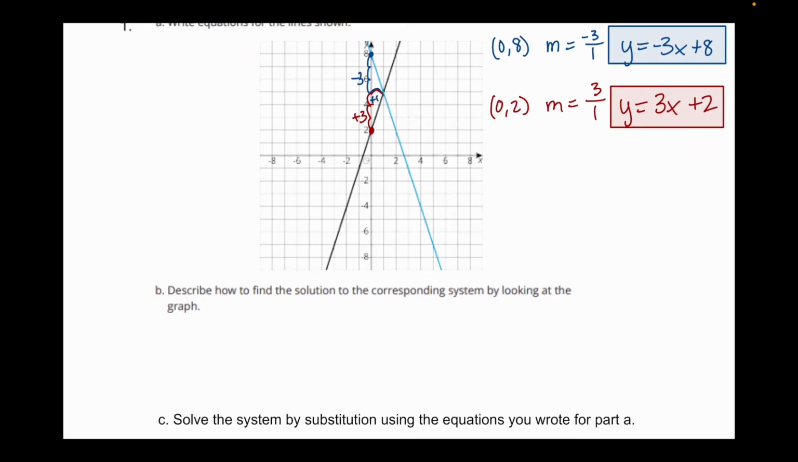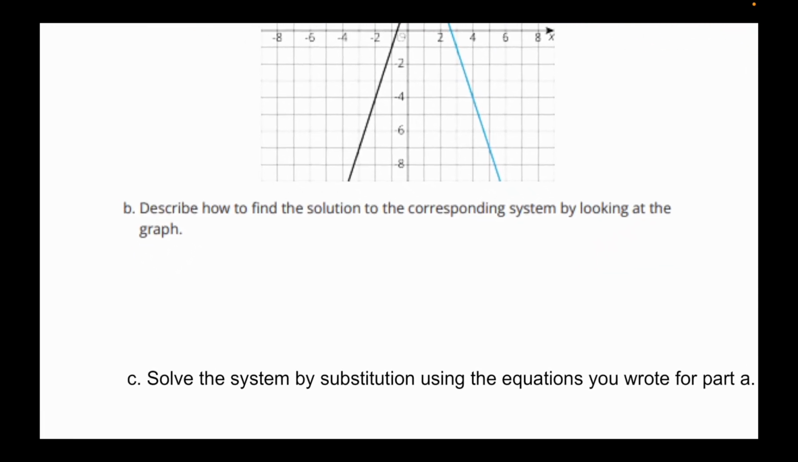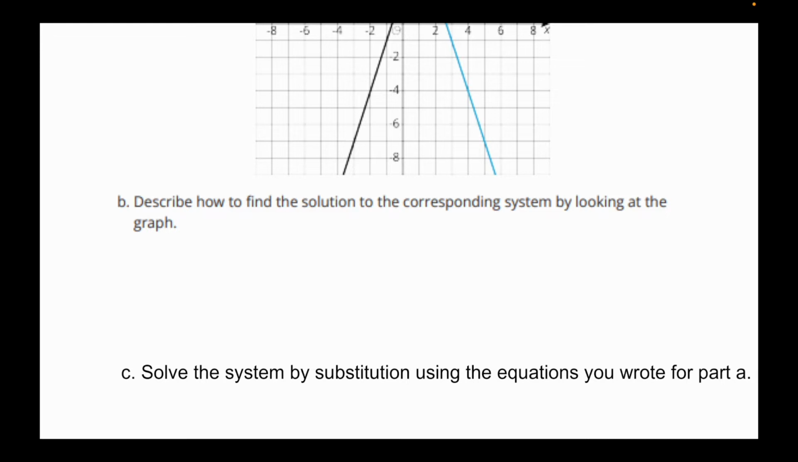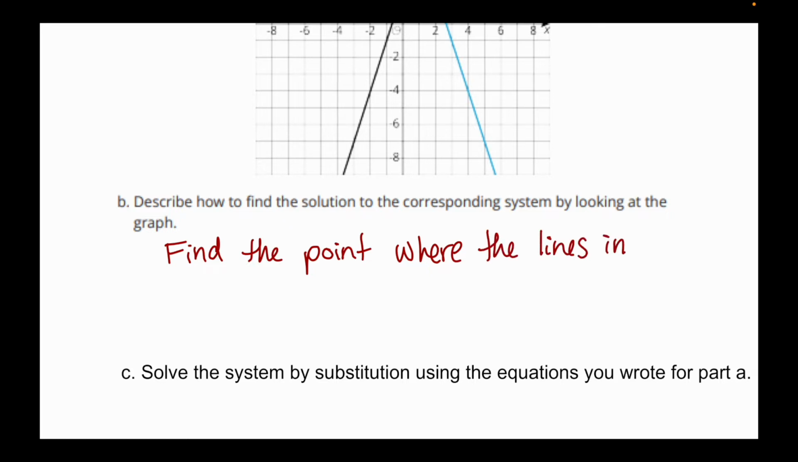Part B says describe how to find the solution to the corresponding system by looking at the graph. Well, we are going to find the points where the lines cross. So find the points where the lines intersect. That is the solution.